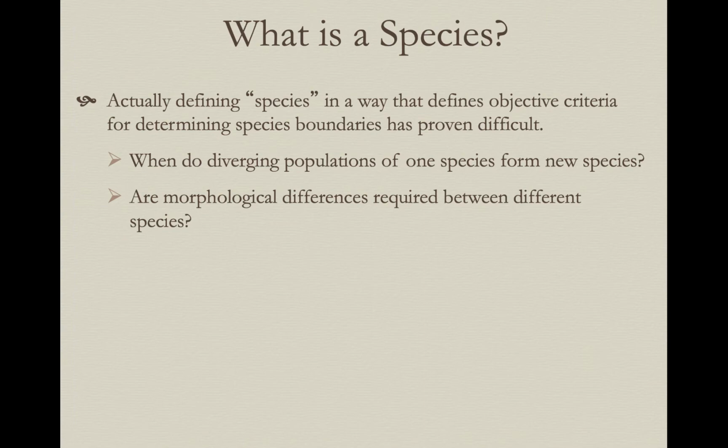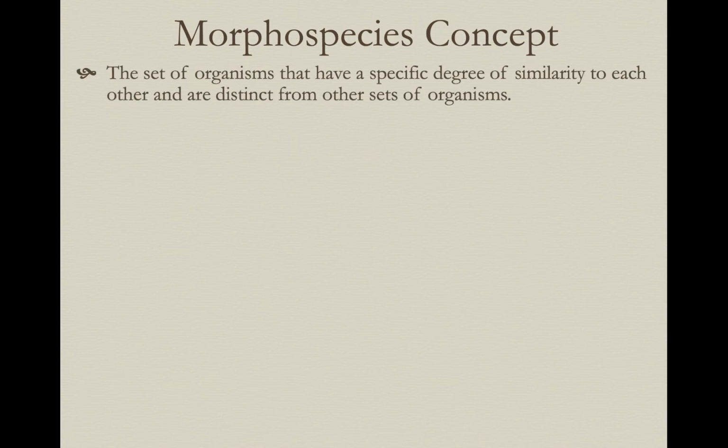We actually have different lineages in the process of speciation showing patterns of macroevolution. So I'm going to talk about several species concepts. The first species concept I want to talk about is called the Morphospecies Concept. In this concept, they define a species as the set of organisms that have a specific degree of similarity to each other, but they look different from other sets of organisms.